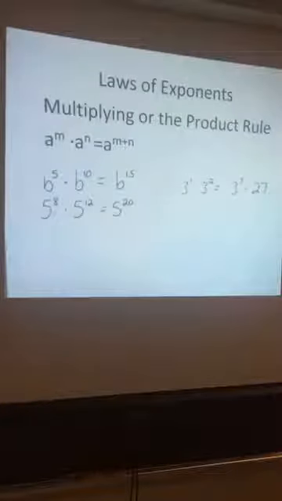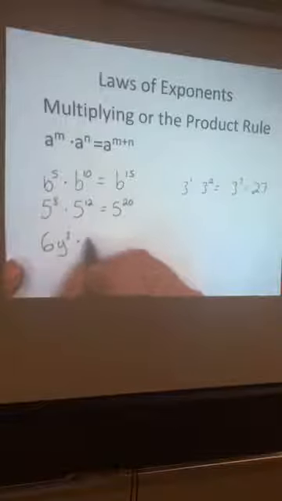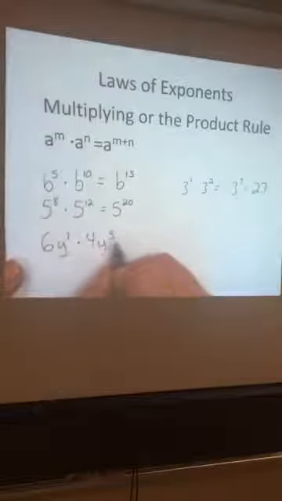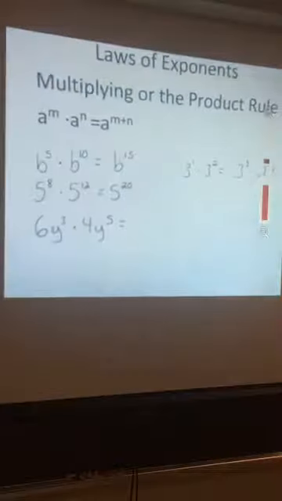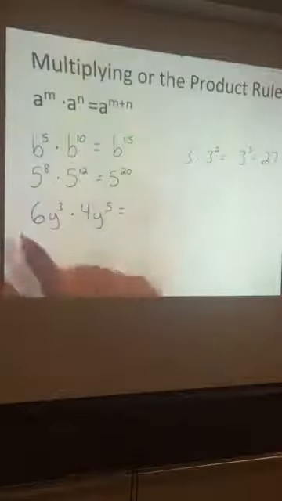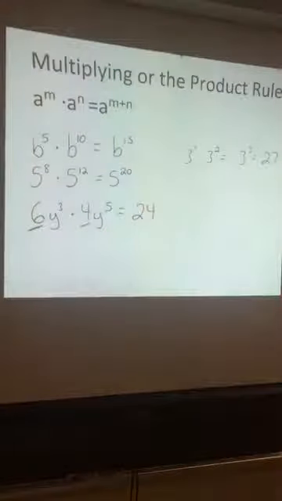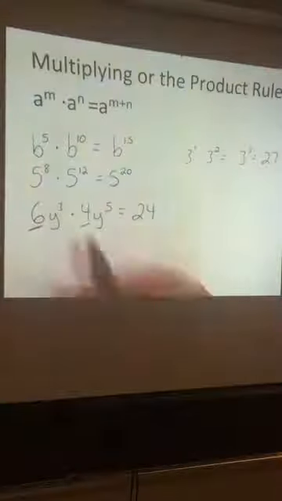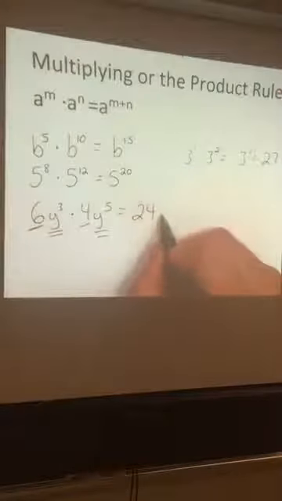So that's the basics. Now, here's where it'll get a little bit harder. Maybe I'll throw some numbers out front. Maybe you'll have 6y to the 3rd times 4y to the 5th. What you do is you do the numbers separately, and you just simply multiply them like you've been doing since 3rd grade. So we're just going to take 6 times 4 and get 24. That is all you have to do with the numbers. For the variables, once again, it's a multiplication problem, so we add the powers, and get y to the 8th.